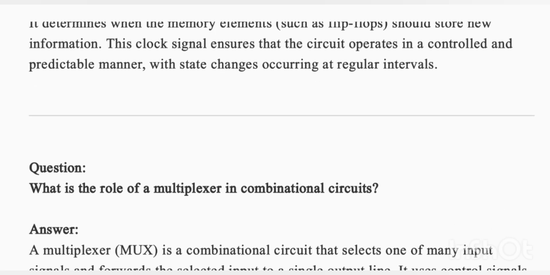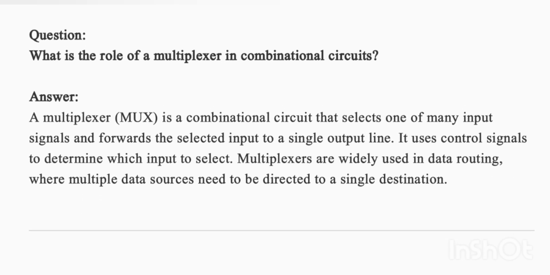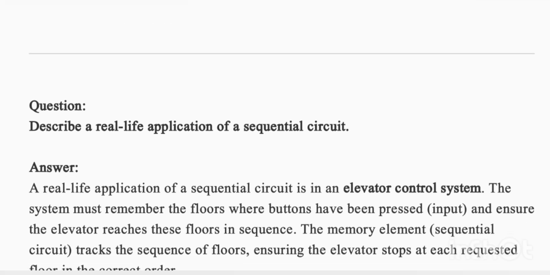Question: what is the role of a multiplexer in combinational circuits? Answer: a multiplexer, MUX, is a combinational circuit that selects one of many input signals and forwards the selected input to a single output line. It uses control signals to determine which input to select. Multiplexers are widely used in data routing, where multiple data sources need to be directed to a single destination.